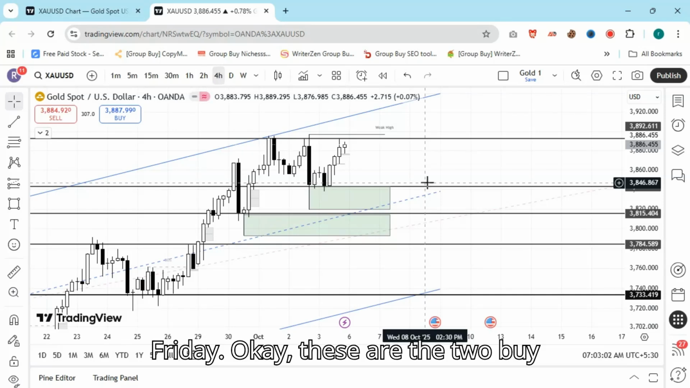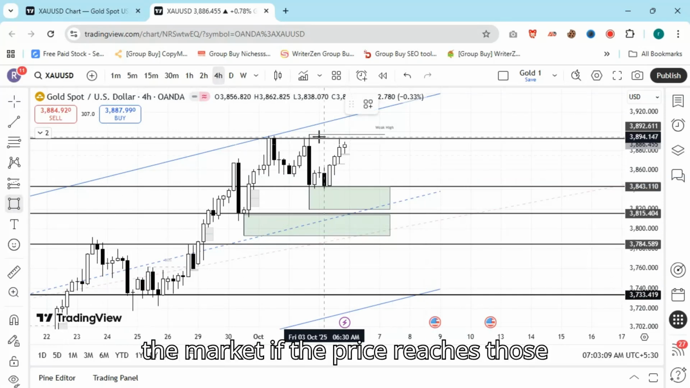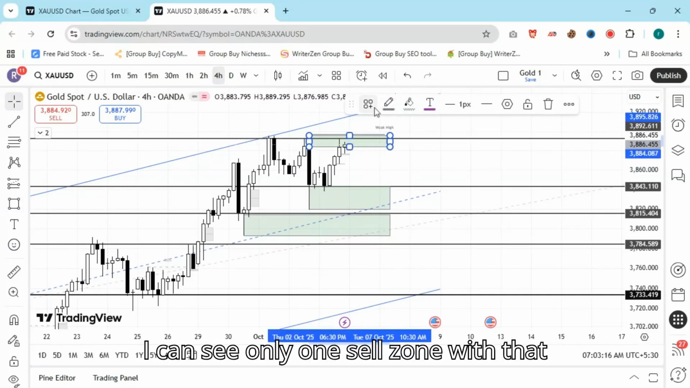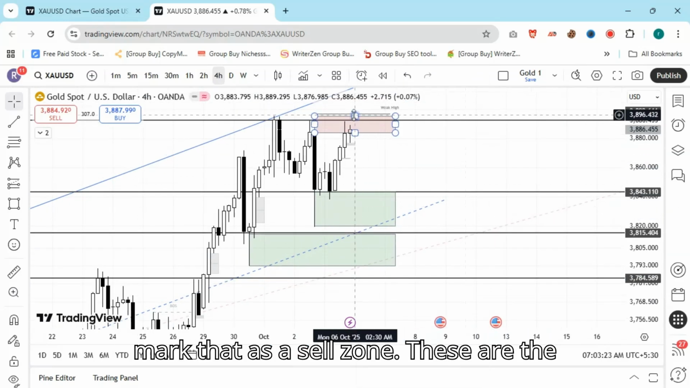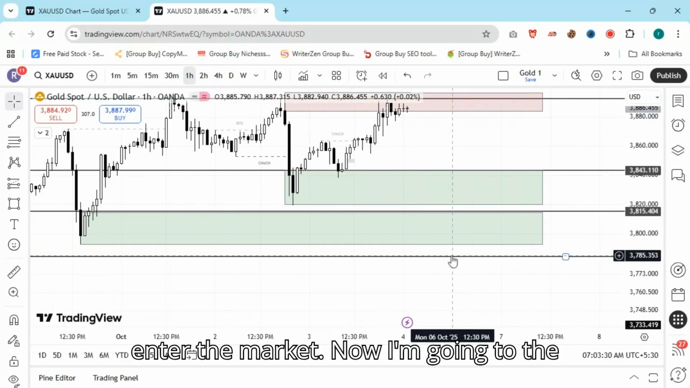Okay, these are the 2 buy zones that can possibly be used to enter the market if the price reaches those areas. Now I'm going to draw the sell zones. I can see only one sell zone with that wick on the 4-hour chart, and I'll mark that as a sell zone. These are the 3 zones we can identify on Monday to enter the market.